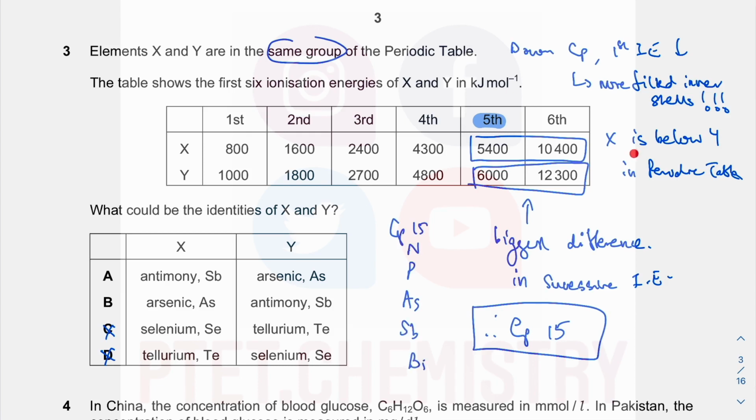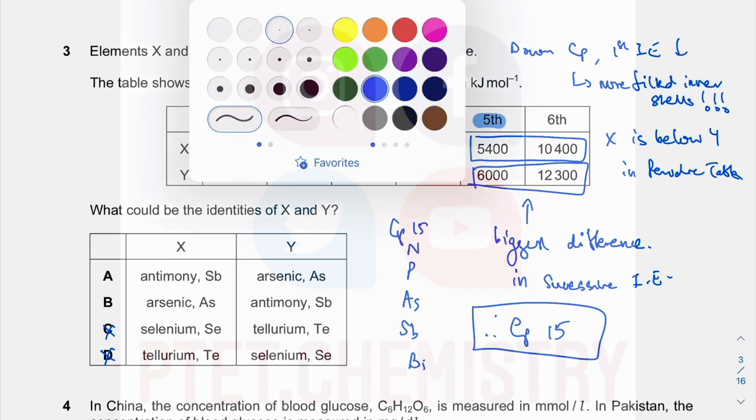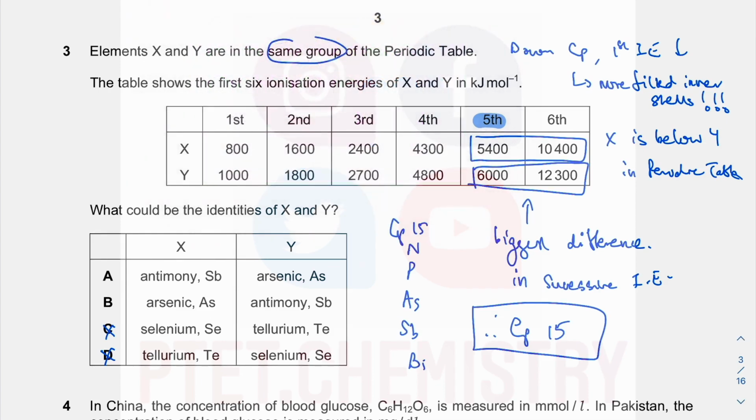So what do we say? X is below Y. X is below Y. So this must be X, this must be Y. So Y must be arsenic, X must be antimony. X is below Y. Going down the group, you have more filled inner shells, therefore slightly lower ionization energy. So this is slightly lower than this for the first ionization energy. X is antimony, and Y is arsenic. Okay.